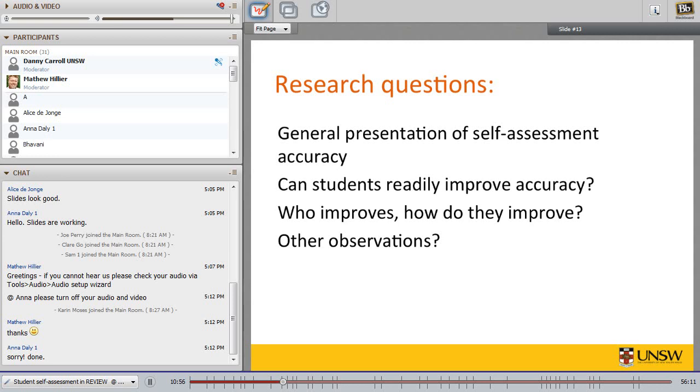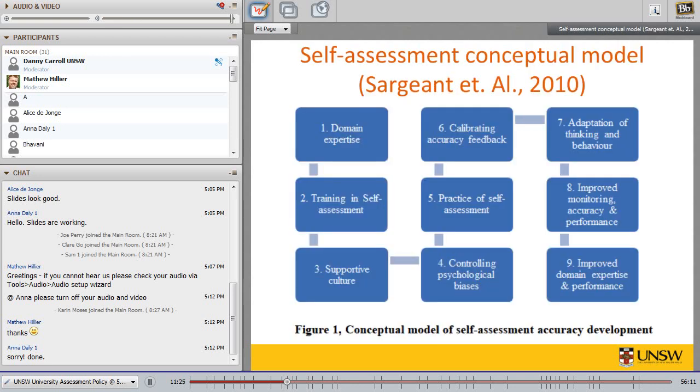So my research proposal was a broadly descriptive one to observe self-assessment practice and accuracy in two tasks and two courses. And I wanted to represent what was the general presentation of self-assessment accuracy, and did students who were initially accurate readily improve their accuracy on the second task after feedback. I also wanted to look at the mechanisms by which they improved, and also any other observations that I could make from this study.